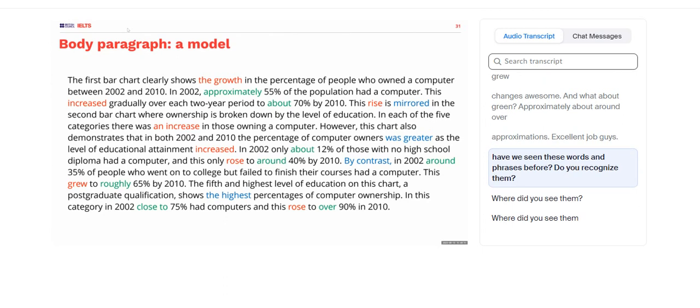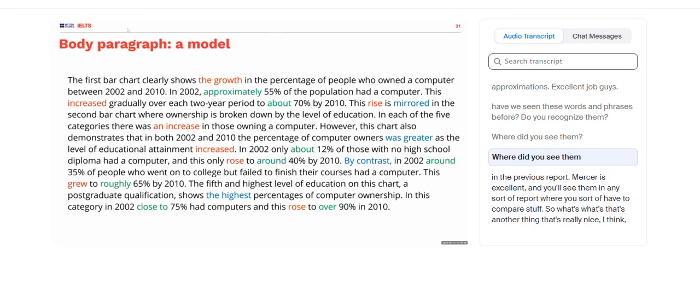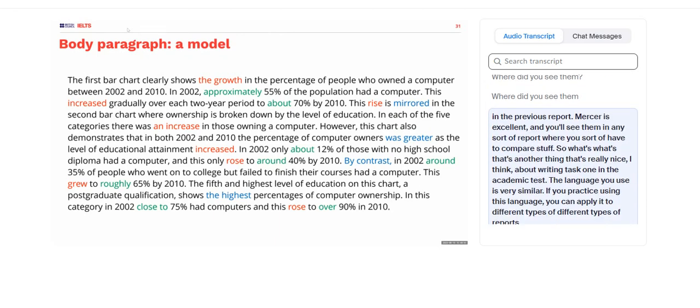Guys, have we seen these words and phrases before? Do you recognize them? Where did you see them? In the previous report, Mercedes. Excellent. And you'll see them in any sort of report where you have to compare things. So that's another thing that's really nice, I think, about writing task 1 in the academic test. The language you use is very similar. If you practice using this language, you can apply it to different types of reports.